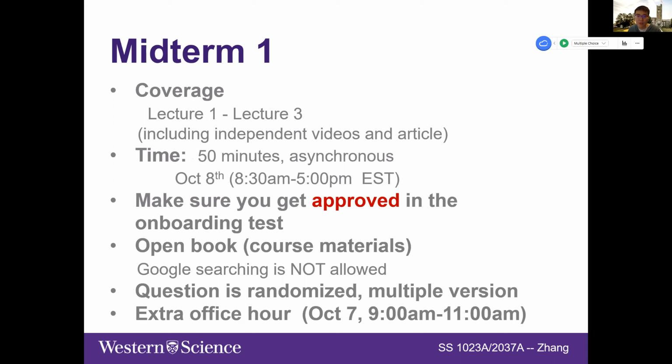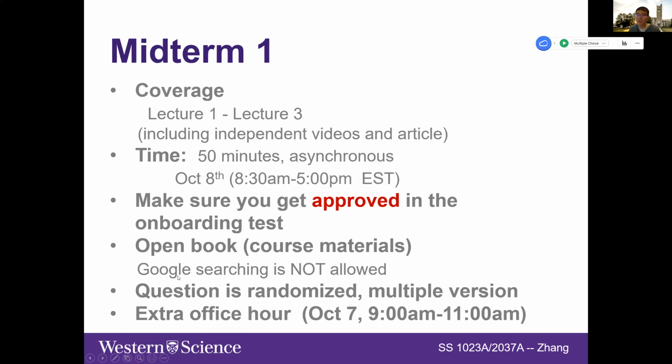Is it all right if our materials are on a separate device or paper? Yeah, that's okay. You can print it out or use your iPad to do it. The one thing that is forbidden is that you are not allowed to search on Google.